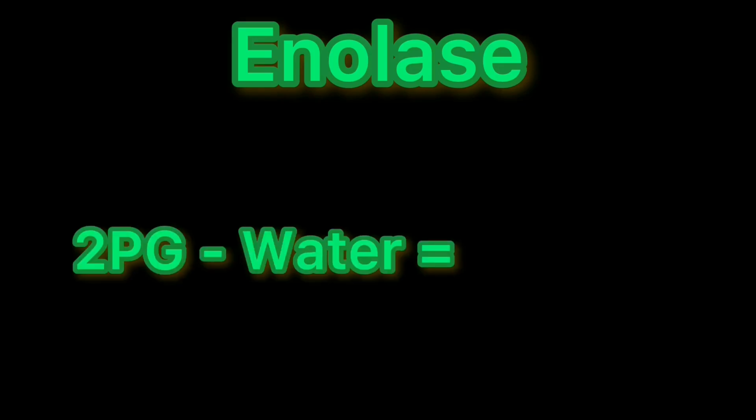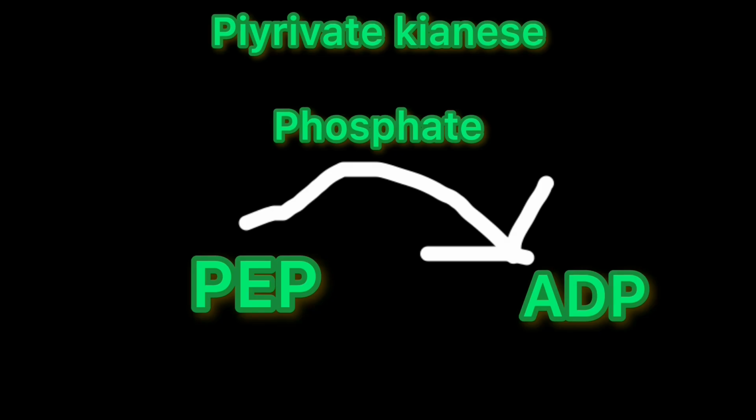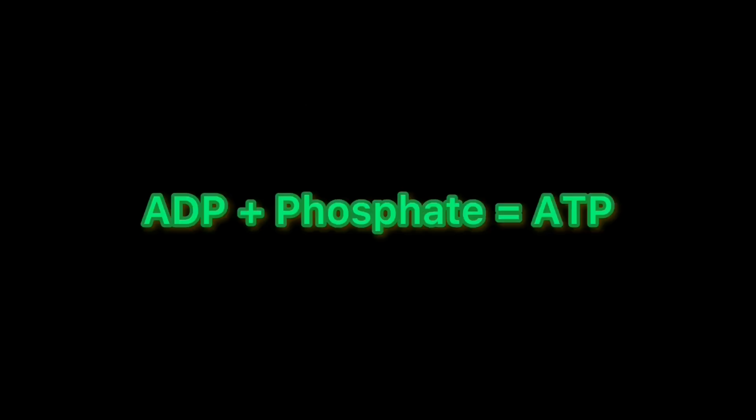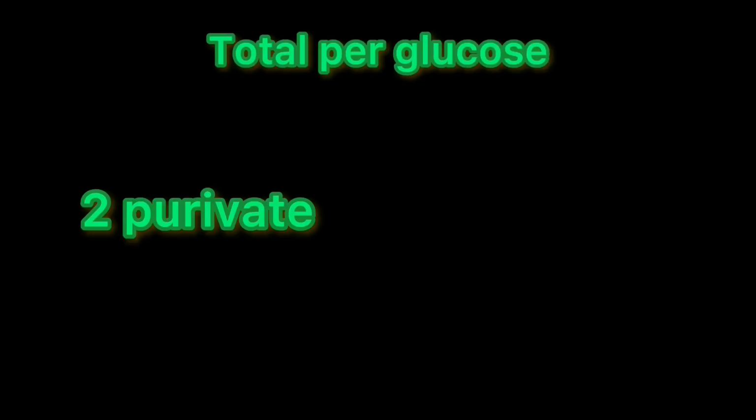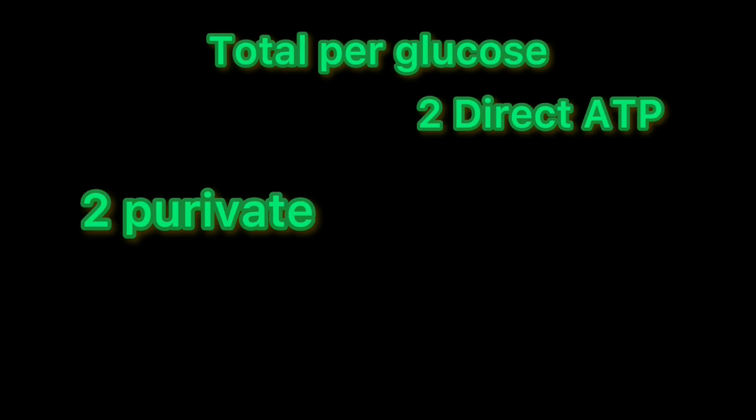Then, enolase removes water from 2PG to create phosphoenolpyruvate, or PEP. Finally, pyruvate kinase transfers the phosphate from PEP to ADP, yielding ATP and pyruvate. Basically, in the end of glycolysis, 2 pyruvate, 2 ATP, and 2 NADH molecules are formed per 1 glucose.